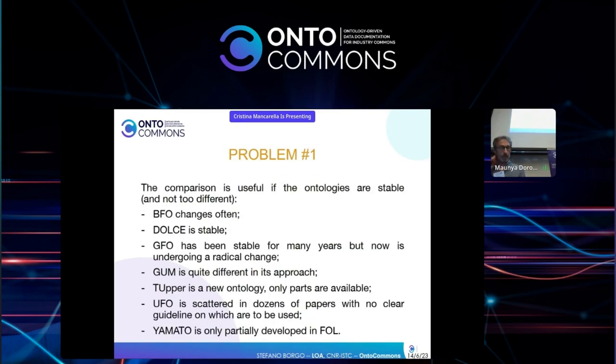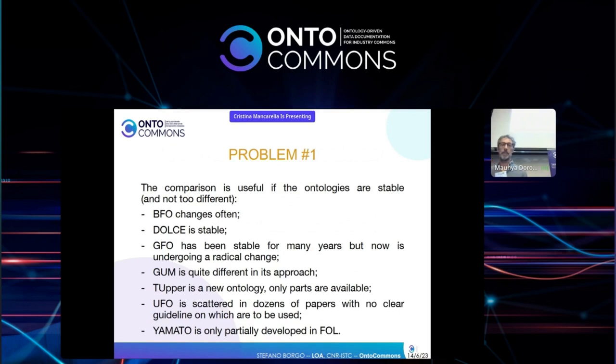So some problems. The comparison is useful if the ontologies are stable. And again, I'm not talking about the ontologies as a philosophical position. I'm talking about the logical theories. Now, some ontologies change quite often. That's not a criticism. It's just a choice of the groups, for whatever reason. We just need to register that, because then the comparison might become obsolete very quickly.